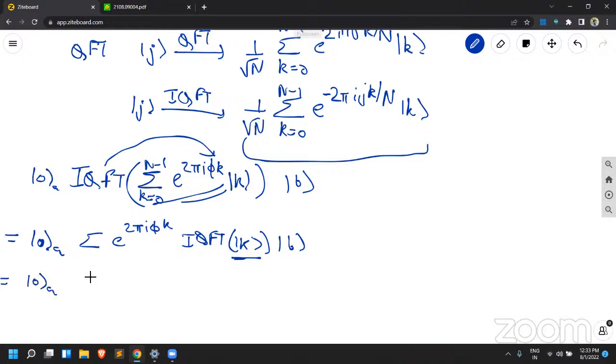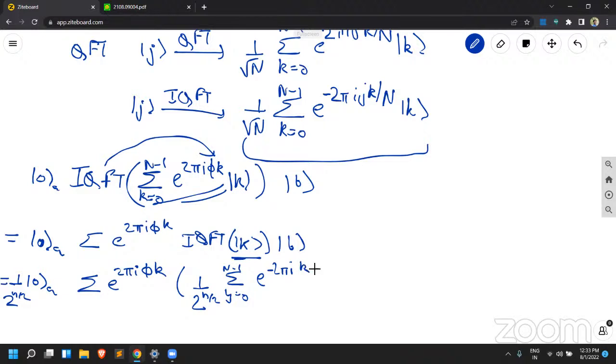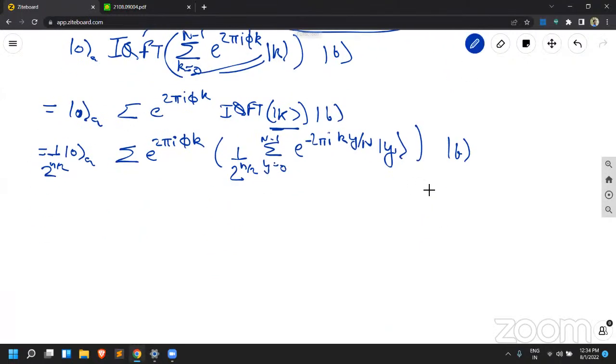And we have ancilla, we have summation over e to the power 2 pi iota phi times k. And on applying this, actually there was 2 to the power n by 2 as well. What we are going to get is 2 to the power n by 2 over here as well, and summation of y equal to 0 to n minus 1 e to the power minus 2 pi iota k and y by n times y vector, and we have b over. So this is what we are going to get after applying the inverse quantum Fourier transform, and we can take this coefficient, and over here we have to simplify the expression.